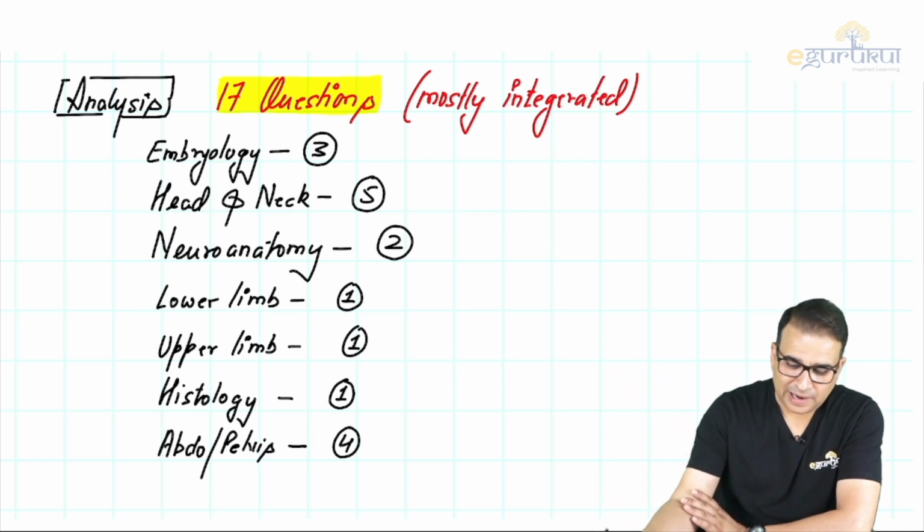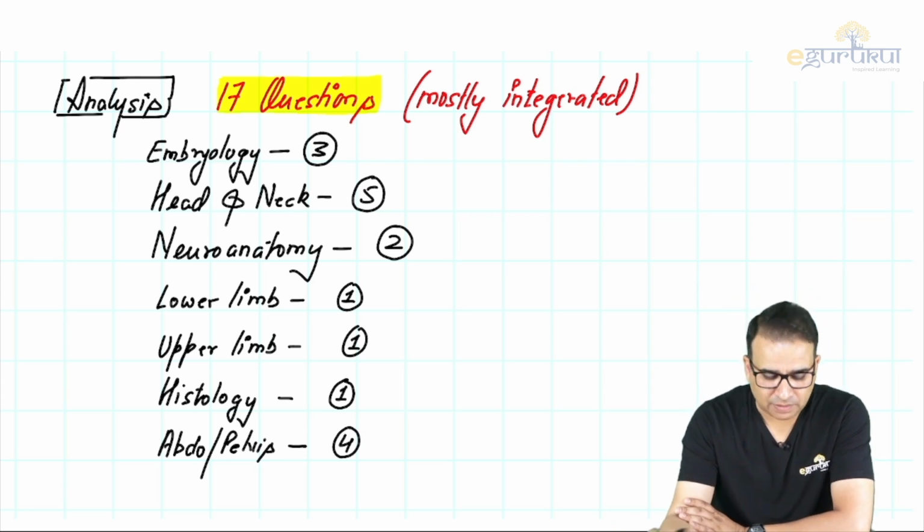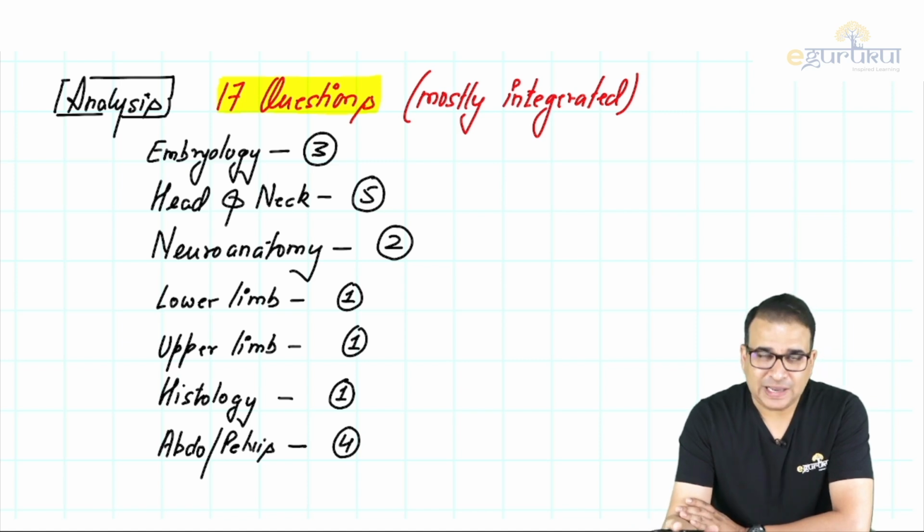Just to quickly analyze these 17 questions, there were 3 embryology questions, clinical embryology questions. There were 5 questions from head, neck and face. There were 2 clinical neuroanatomy questions. There was 1 question from the upper limb, 1 from the lower limb, 1 histology image, and 4 questions from abdomen and pelvis. That counts to around 17 questions in total.